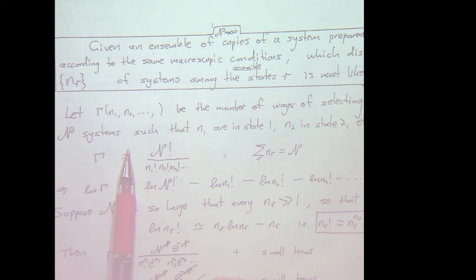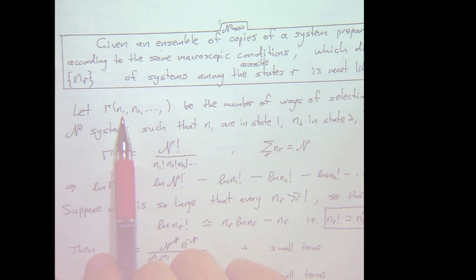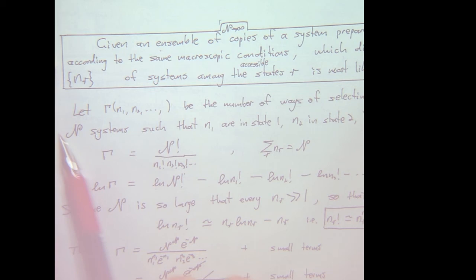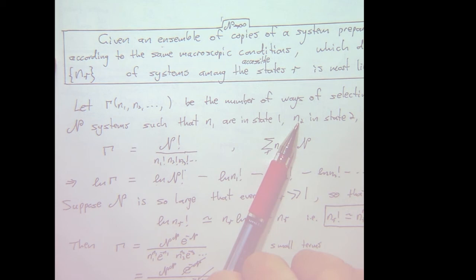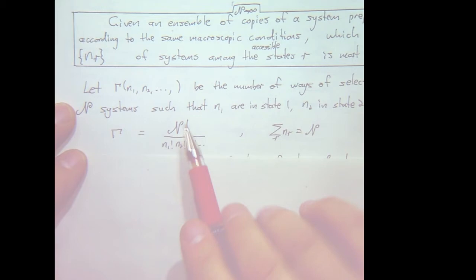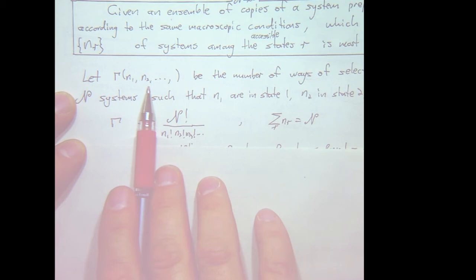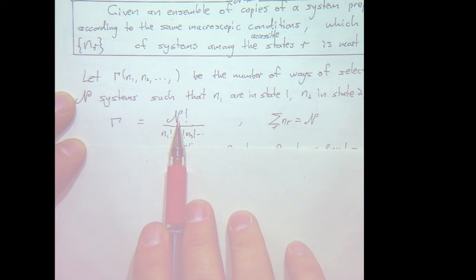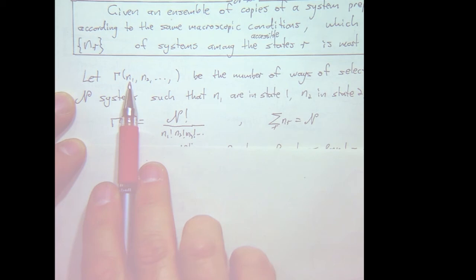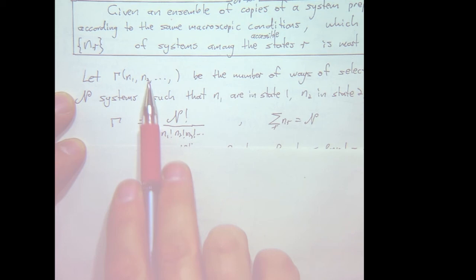let this gamma here be the number, and it's a function of the occupation numbers, okay, so the occupation of each state, be the number of ways of selecting this large curly N number of systems such that n1 are in state 1, n2 are in state 2. So this gamma is just the total number of permutations of n1 plus n2 plus n3 all the way up to all the states, okay? But you're overcounting because you've overcounted the number of systems in just state number one. So you divide by n1 factorial, overcounted these, any system in state number two, you've overcounted here. So you divide by that.